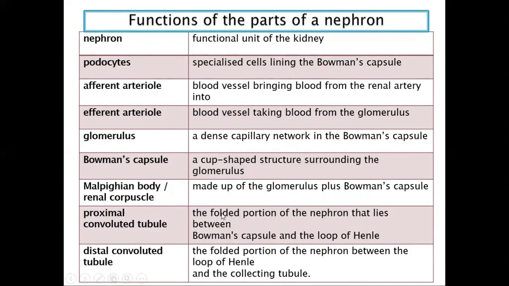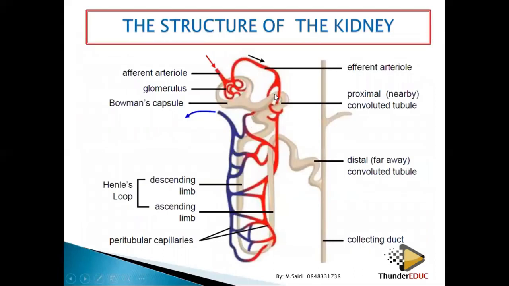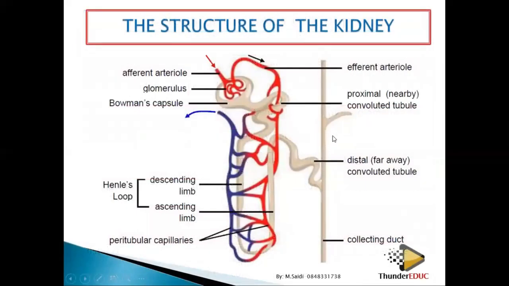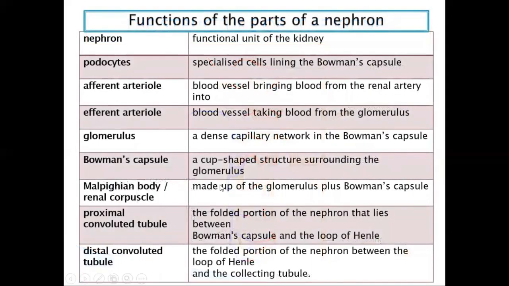Then you have the proximal convoluted tubule. It's the folded portion of the nephron that lies between the Bowman's capsule and the loop of Henle. Here we are talking about the Bowman's capsule, and the loop of Henle, and what lies between is the proximal convoluted tubule. Then you have the distal convoluted tubule, the portion of the nephron between the loop of Henle and the collecting duct. So here is the collecting duct, and here is the loop of Henle. So this fold is what you call the distal convoluted tubule.